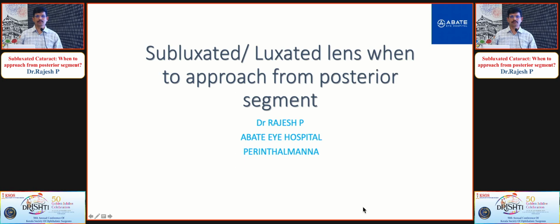Most of the time the retina surgeon's role is mainly in dealing with a frankly dislocated lens in the vitreous, lying within the vitreous cavity or over the retina. Most of the time it can be managed by a cataract surgeon, or when the cataract surgeon cannot do it, that could be the situation where a posterior segment surgeon has to do a surgery from the posterior aspect.